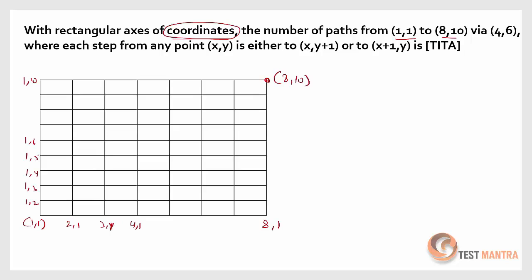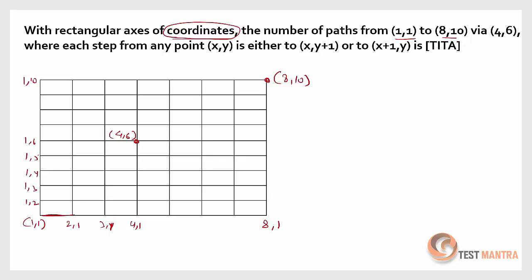Now if I need to pass through 4,6, then 4,6 is this point, right? This is 4,6. Now it seems to be coordinate geometry, but it's basically a permutation format, where we identify how many units I need to travel to reach this point.